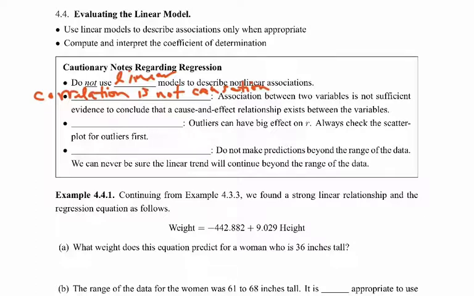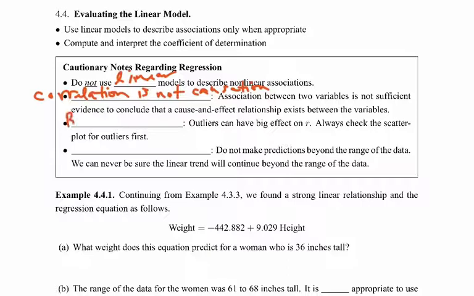Just because there's a strong association between two variables, that doesn't mean that one causes the other. You've probably heard that expression before. Correlation does not mean causation, and this is a good example of that. When you're looking at a linear model, you may have a really strong association. It's tempting to say that the independent variable caused a change in the dependent variable, but that is not the case. So keep that in mind.